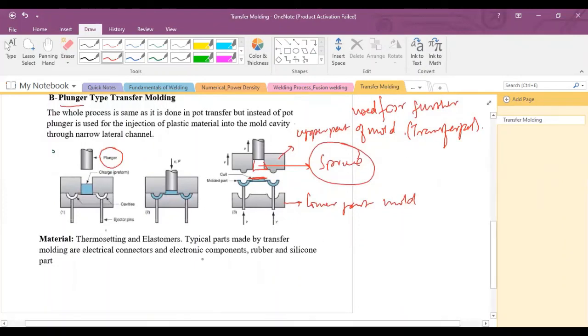One more thing, the pressure generated by the plunger is about 300 megapascal, and that pressure is sufficient for the flow of resin into the mold cavity. This is all about the transfer molding.